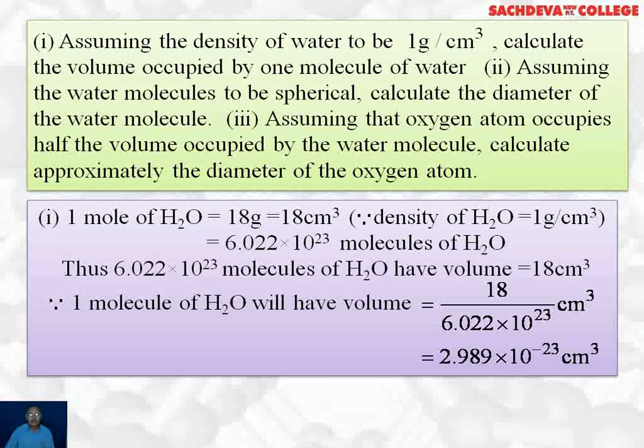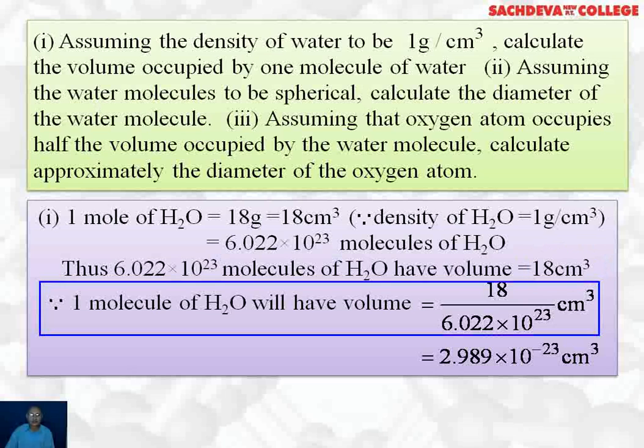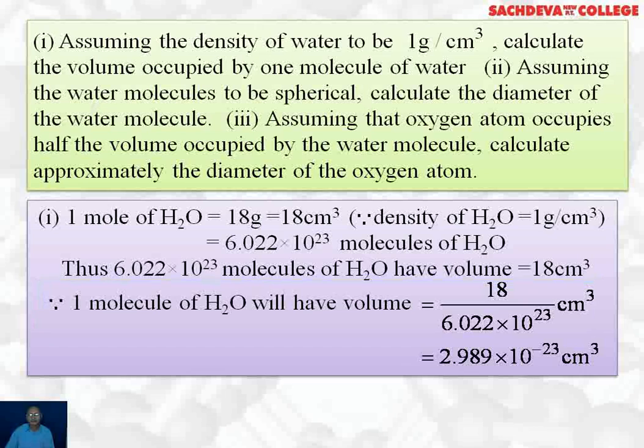1 mole of water is equal to 18 gram, or it is also equal to 18 centimeter cube, because density of water is 1 gram per centimeter cube, and 1 mole of water contains 6.022 × 10^23 molecules of water. 6.022 × 10^23 molecules of water has volume equal to 18 centimeter cube. One molecule of water will have volume equal to 18 divided by 6.022 × 10^23. On calculation, we get 2.989 × 10^-23 centimeter cube.